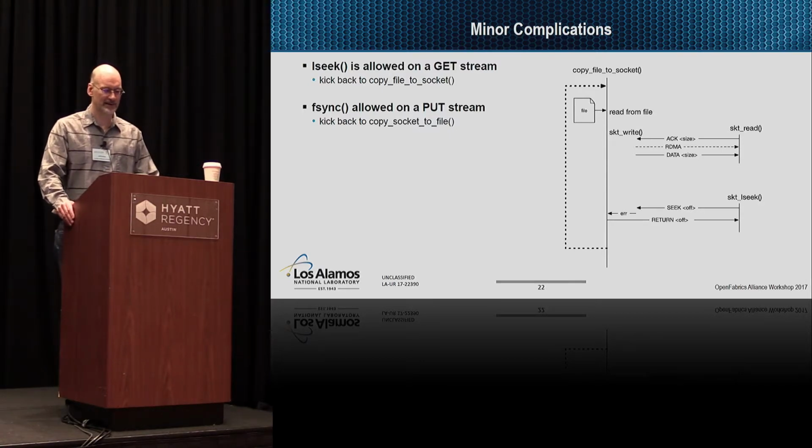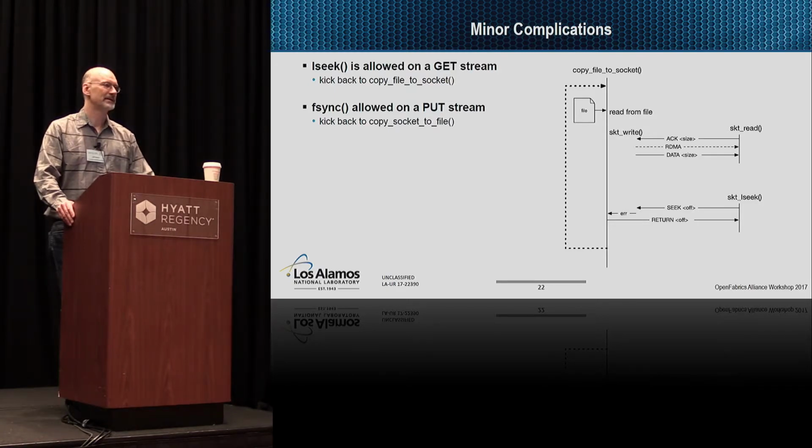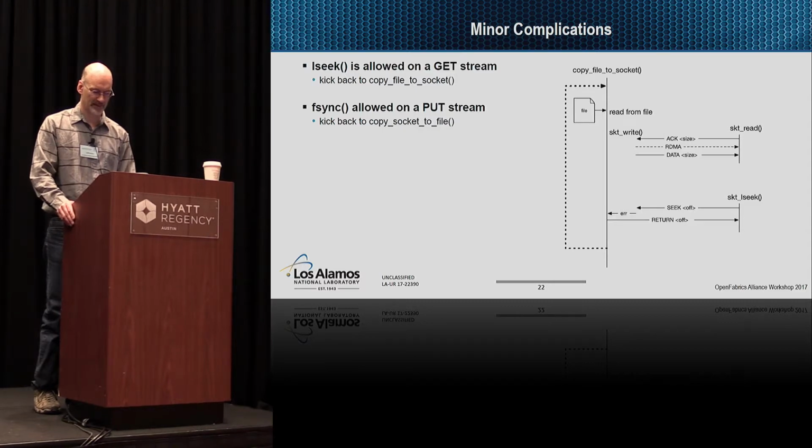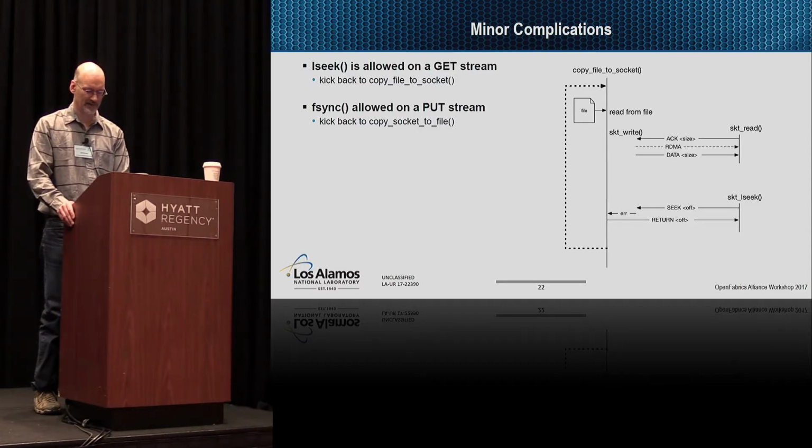A little bit of extra fur on it because we allow seeks on a get stream and fsync on a put. So where the writer is waiting for an ACK, it may actually get a seek instead. And because the write interface doesn't know anything about the surrounding file moving operation, we just gloss that by setting a marker in the file handle and throwing an error, and then the outer loop can figure out that a seek happened and go do the seek and pick it back up again. And similarly for fsync on the read side.